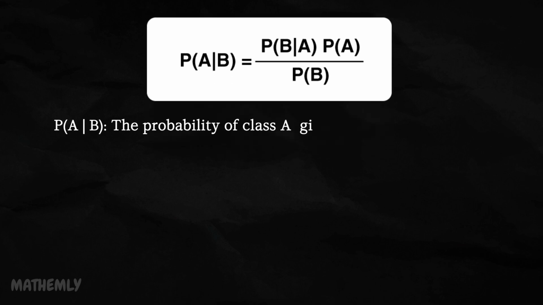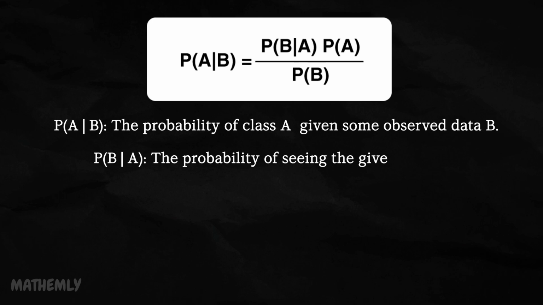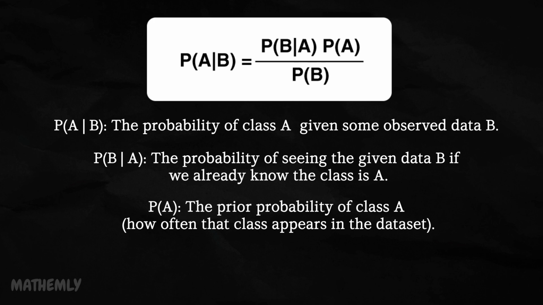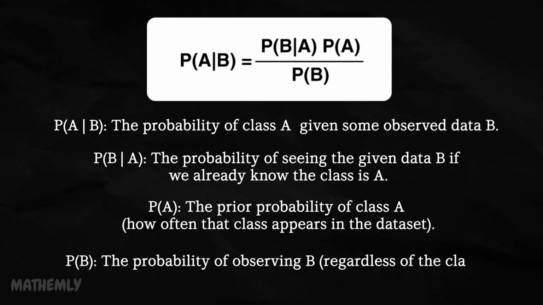Probability of A given B: the probability of class A, for example spam or not spam, given some observed data B, for example words in an email. Probability of B given A: the probability of seeing the given data B if we already know the class is A. Probability of A: the prior probability of class A, or how often that class appears in the dataset. Probability of B: the probability of observing B regardless of the class.